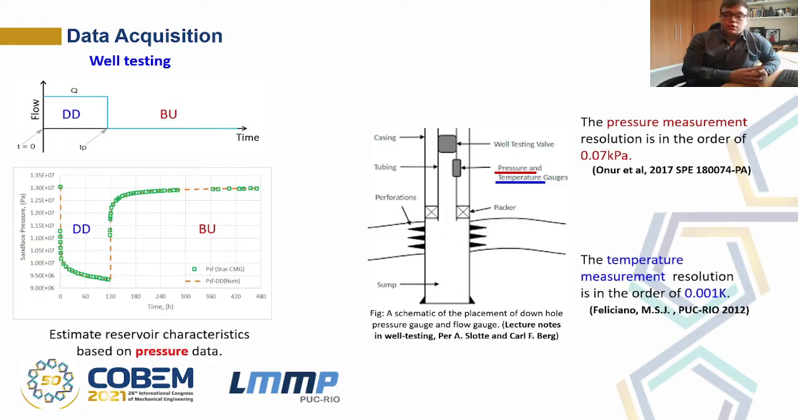To make the characterization of the reservoir, some data is necessary, and to obtain this data, well tests are commonly made. This test consists of controlling the process of opening the production valve during the drawdown, followed by a static period called the build-up. During the whole test, the pressure and temperature data are registered.